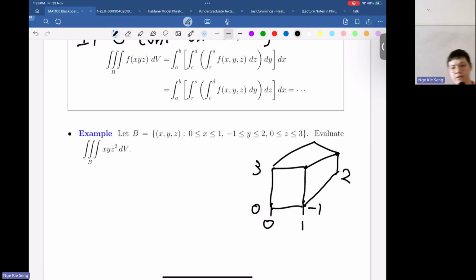Okay. So if you're going to evaluate this, pick any one of your choice. You want to do dx, dy, dz, or dy, dz, dx, or dz, dx, dy. Do it. Let's see if we get the same answer. Pick anyone that you like. After 2 minutes, we try and compare solutions.